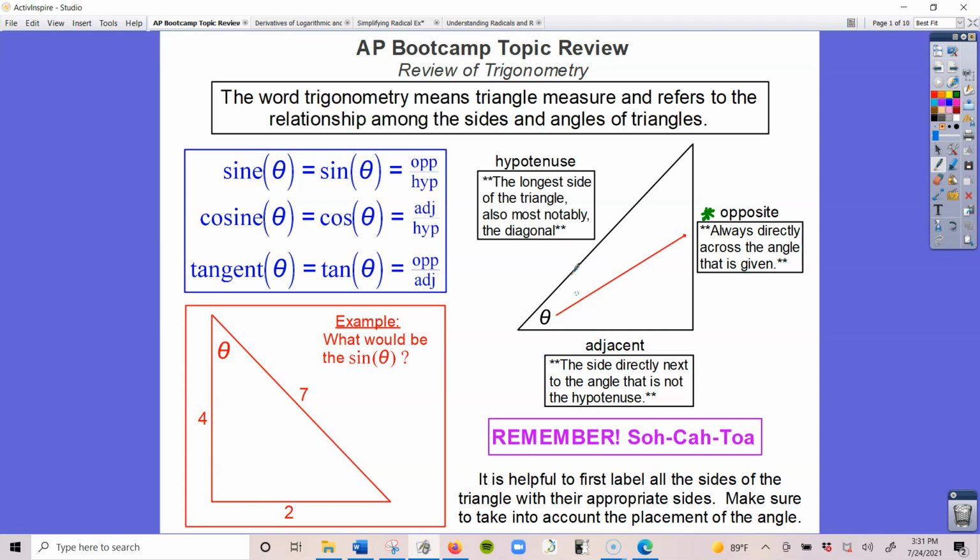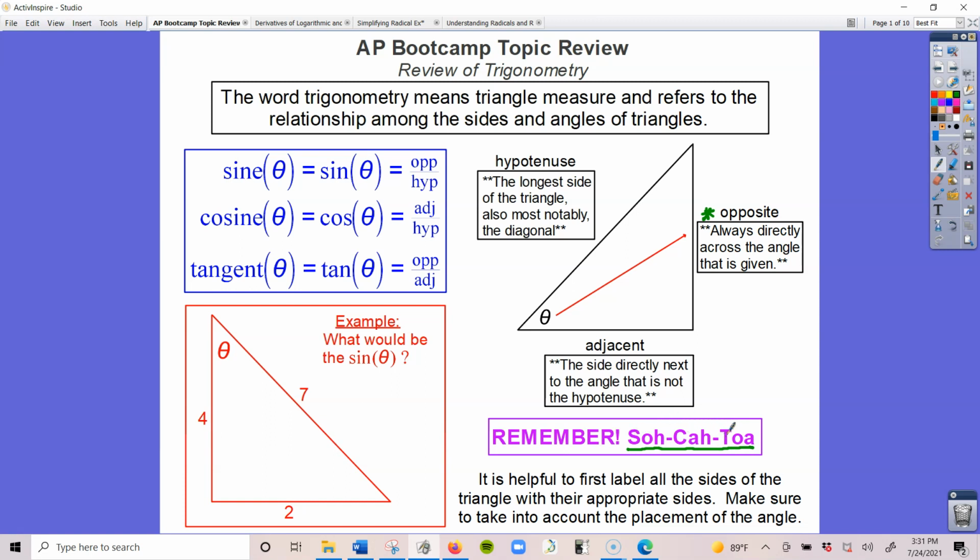So what's the difference between these two? The hypotenuse is always the longest side of the triangle. And if your triangle is sitting on one of its legs, then it's usually the diagonal side. Adjacent, as we learn in geometry, means next to, and that's why it's this side, the one that is directly next to the angle.